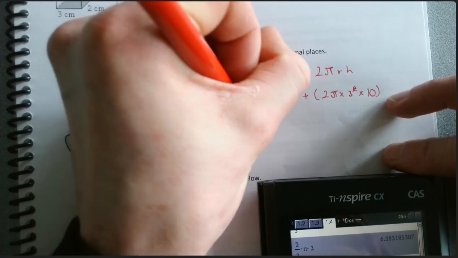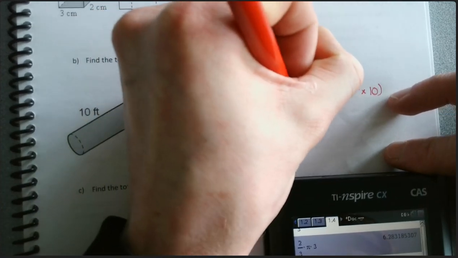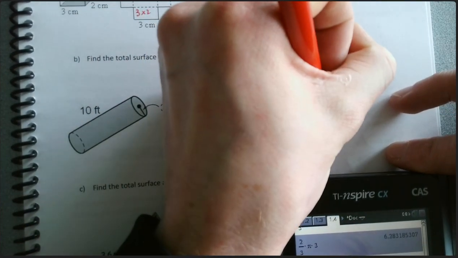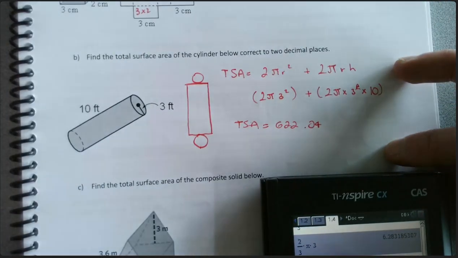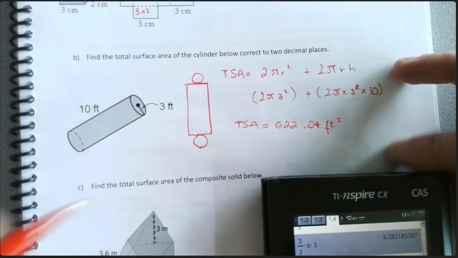So round that to 0.4. I'm going to keep that in feet squared.